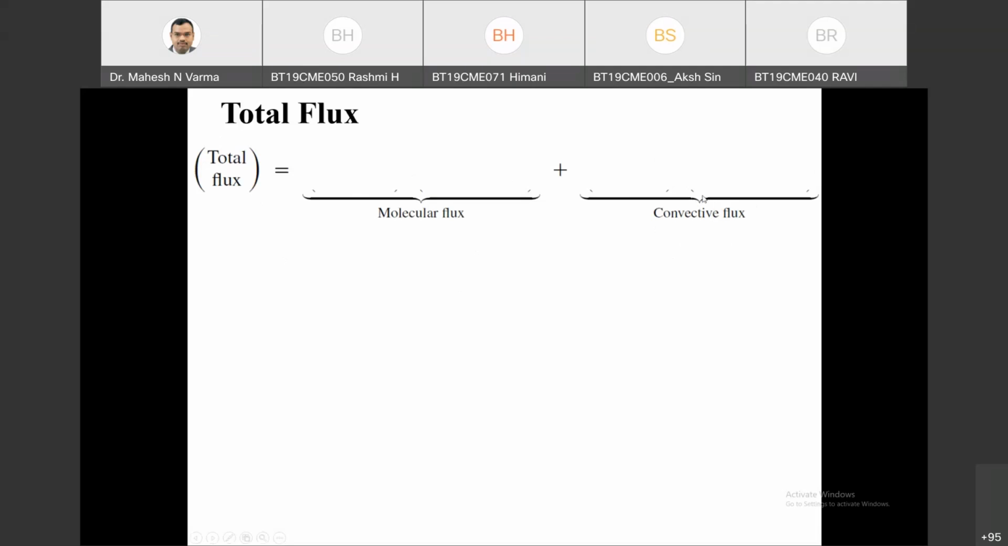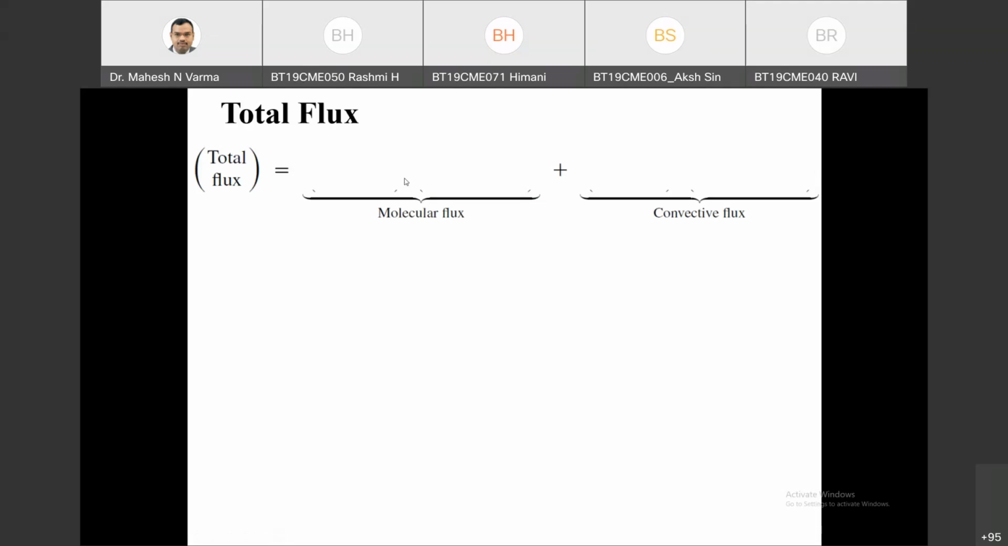So now here the point is different, molecular flux and convective flux. Certainly this is convective flux, this is molecular flux. The ratio of these fluxes will be a dimensionless number. So what is the molecular flux? Generalized equation for molecular flux. Remember?